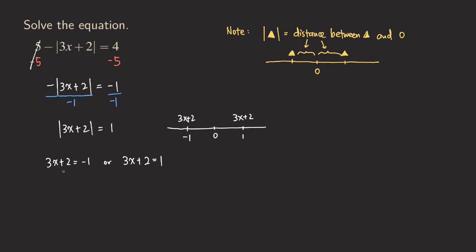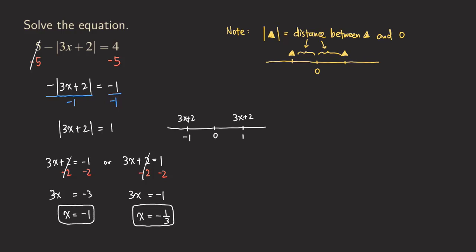Here we are going to subtract the 2 from both sides. And so we are going to get 3x is equal to -1 minus 2, so we get -3. So x is equal to -1. As you can see, 3 times -1 is -3. And the other one is going to be, well, a similar idea over here, so subtract 2 from both sides. So we are going to get 3x is equal to 1 minus 2, so we get -1. So x is equal to, divide both sides by 3, so we get -1 over 3. Okay, so you can see that we still have 2 solutions over here. And that's it for this equation.